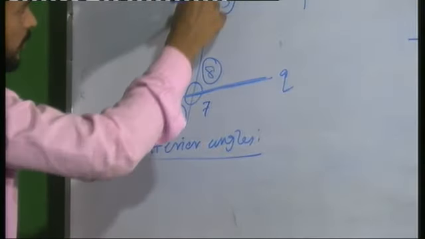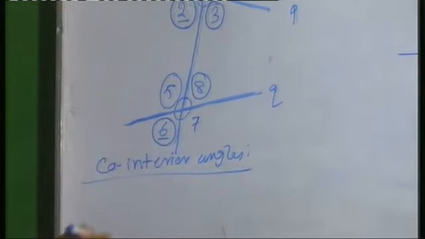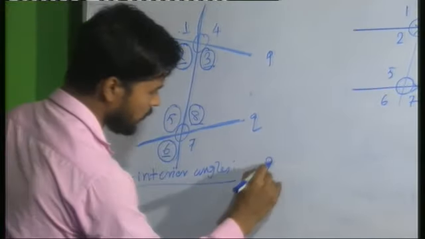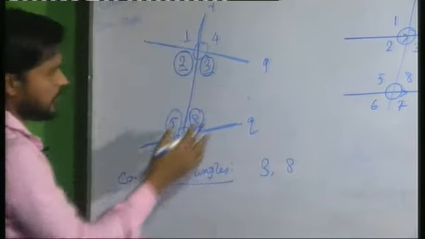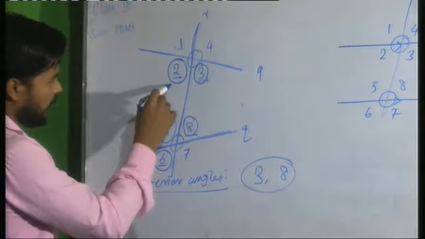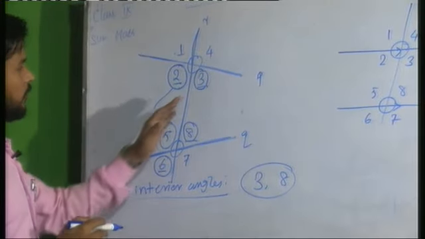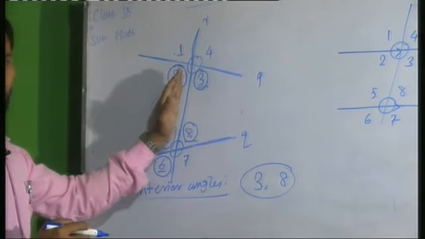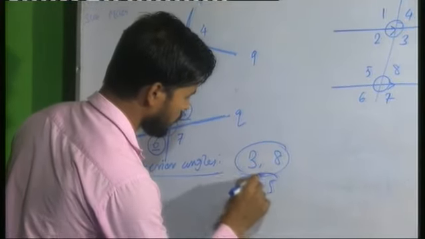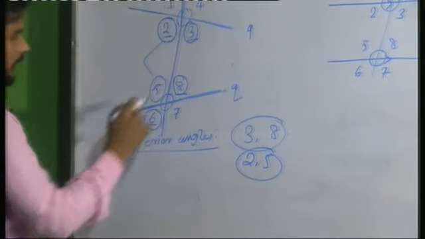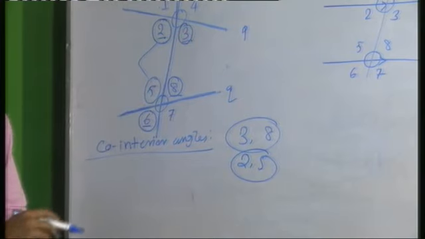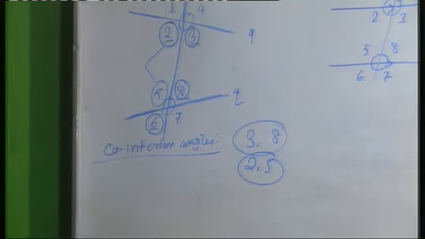So on the transversal, there are two interior angles, angle 3 and angle 8, on the same side of the transversal. So they are co-interior angles. And angle 2 and angle 5 lying on the same side of the transversal are also called co-interior angles.